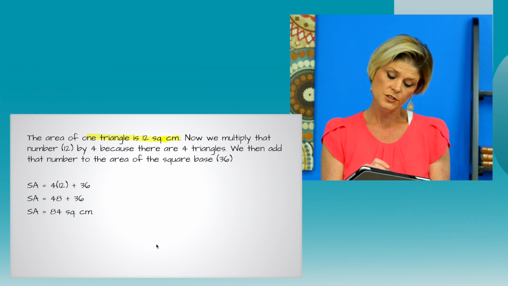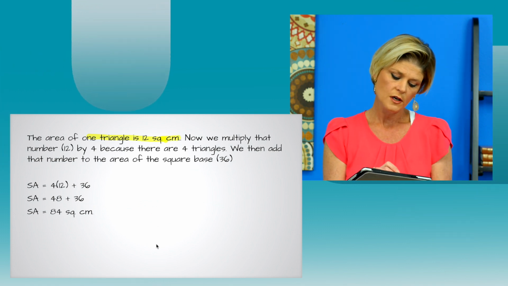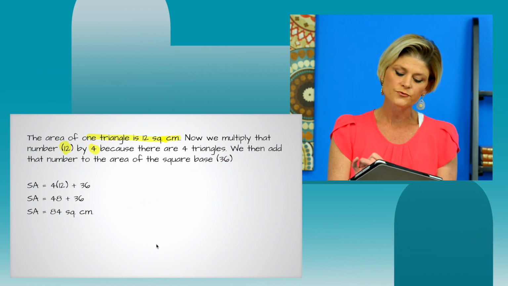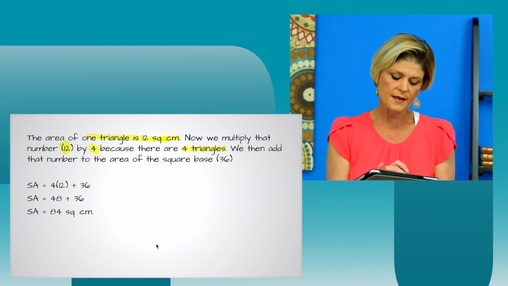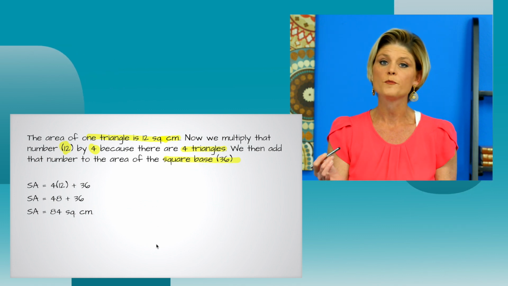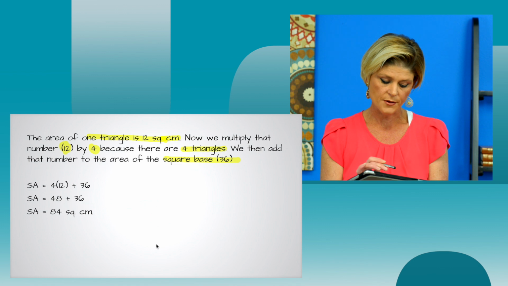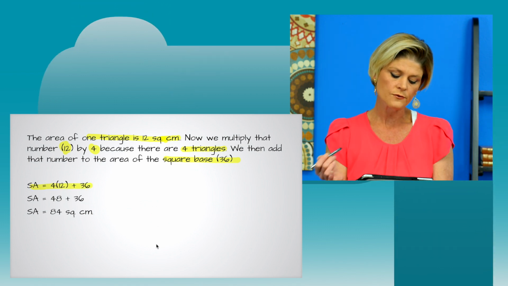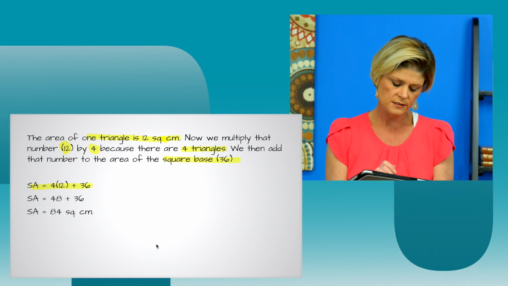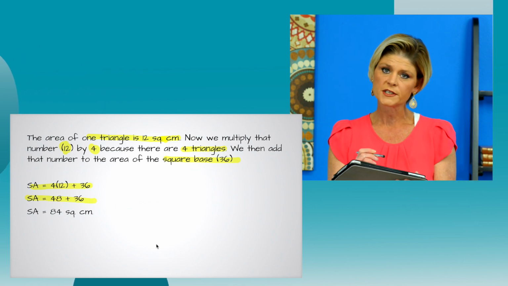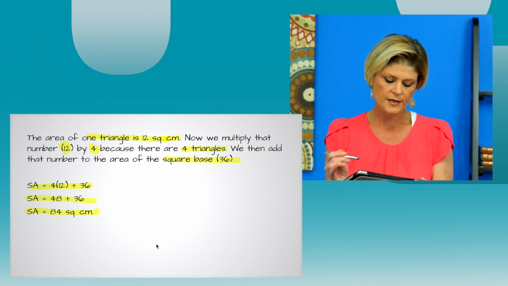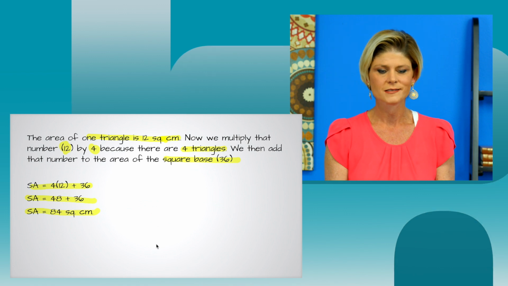Now what we're going to have to do is multiply that number 12 by 4, because there's 4 triangles. Then we add that number to the area of the square base. Remember that was 6 times 6, 36. So we just add all these numbers together. So the surface area will be 4 times 12 plus 36, which gives us 48, plus 36, which gives us a surface area of 84 square centimeters.